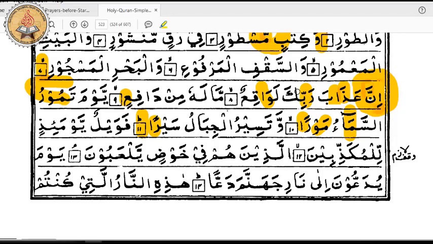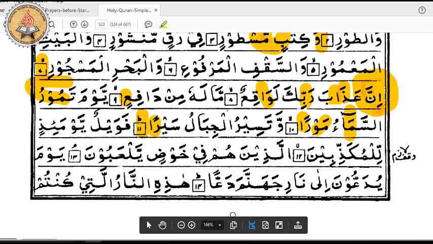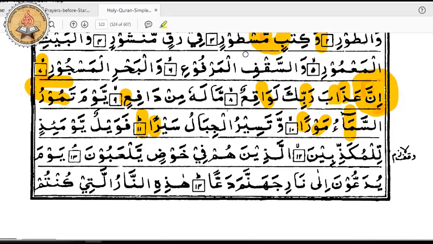So what's the rule for this? How should you pronounce the letter that has shadda or tashdid on top? The ghunna sound? No. The ghunna sound only goes for noon and meem that has mushaddad, but this is a ba.